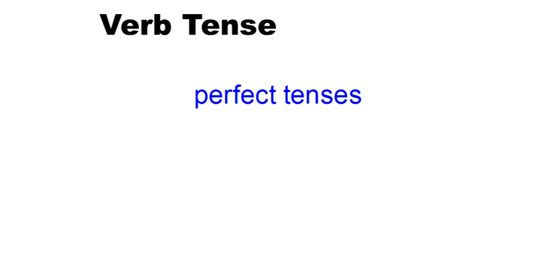Okay, this is a video on verb tenses for the perfect tenses. That's the past perfect, the present perfect, and the future perfect. So when we're talking about tenses, as usual, we need a timeline. This line represents time, moving forward to the right.